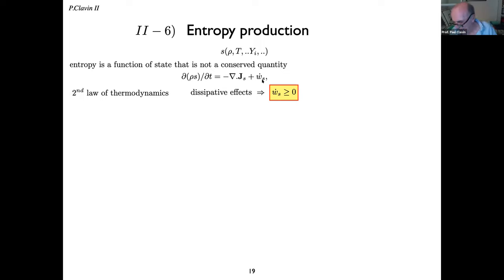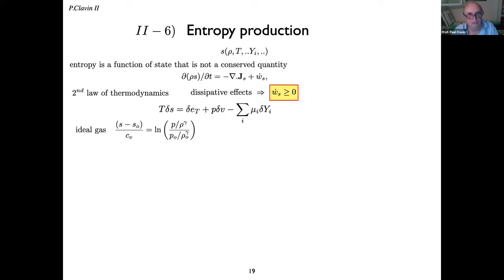Why? Because the second law of thermodynamics tells you that when the system is isolated, the entropy should grow. So when the system is isolated, there is no flux. Because the entropy should grow, and this should be true whatever the size of the system, the production term should be positive. This is the expression of the second law of thermodynamics in the local form.